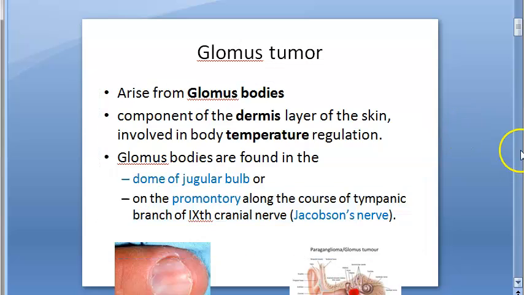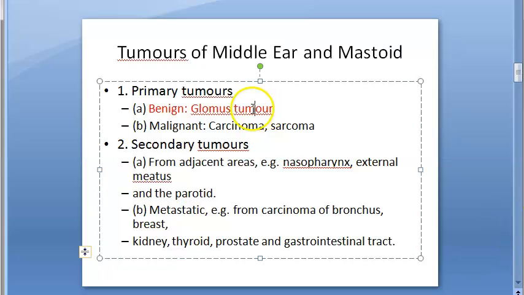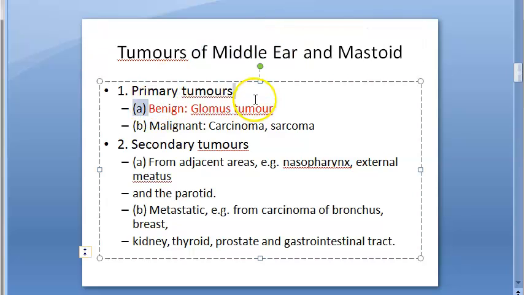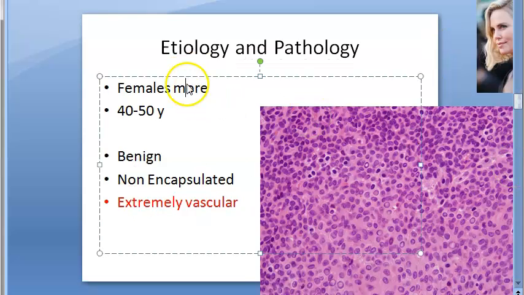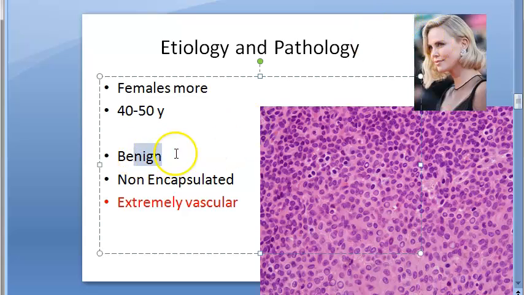on the promontory. Okay. So basically when you Google glomus tumor, it usually gives you finger, toes. But here we want to read about the middle ear, tumors of middle ear. In this we have glomus tumor being a benign tumor. So it consists of what? Paraganglionic cells. You saw that it affects females 40 to 50 years. It's very slow growing. It is benign, non-encapsulated, extremely vascular is the most important thing here.